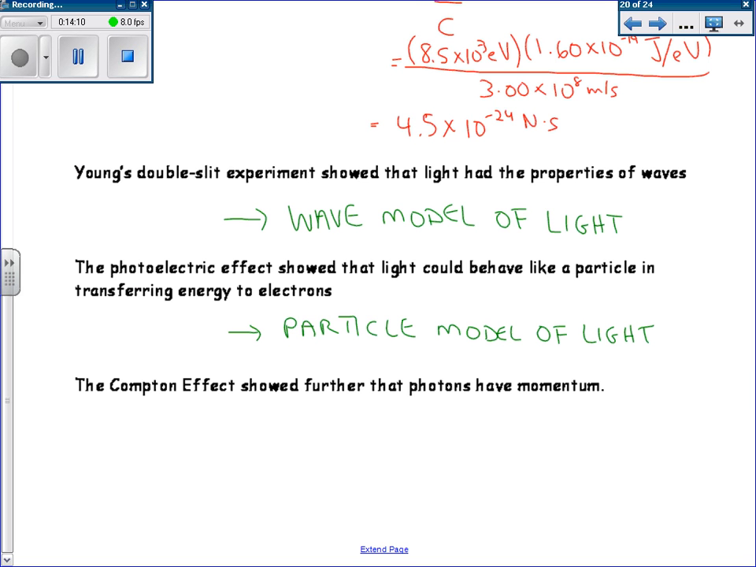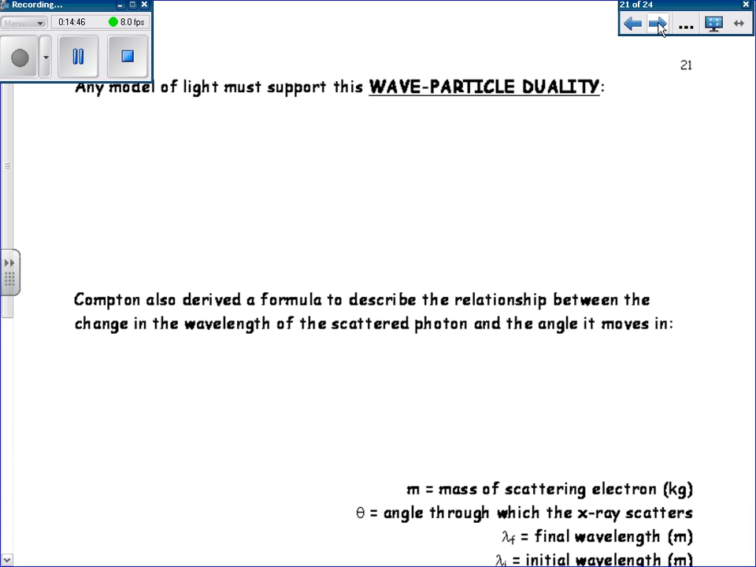Okay. And the Compton effect then furthered that. It also showed that light behaved like a particle, because only particles have momentum, and so if a photon has momentum, then really it's behaving like a particle. So this caused some consternation, and what it basically led to is what's called the wave-particle duality of light, or the wave-particle model. So any model of light must support this wave-particle duality.